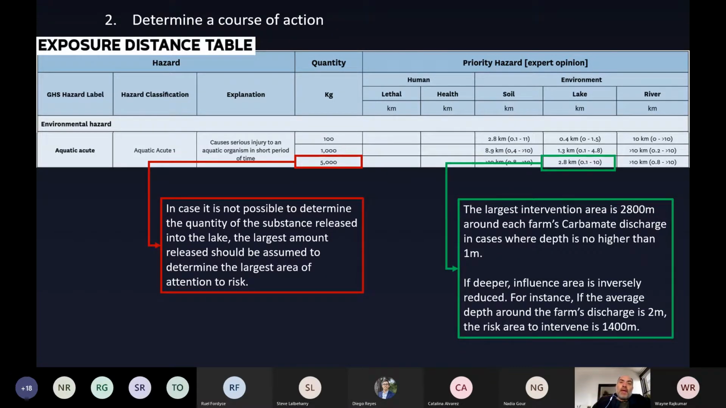So the area to be considered to restrict is inversely proportional. If I have a 2.8 kilometer length or radius from the spill, I would rather, if I have a 2 meter depth on average in the lake, have 1,400 meters of precautionary measures length.